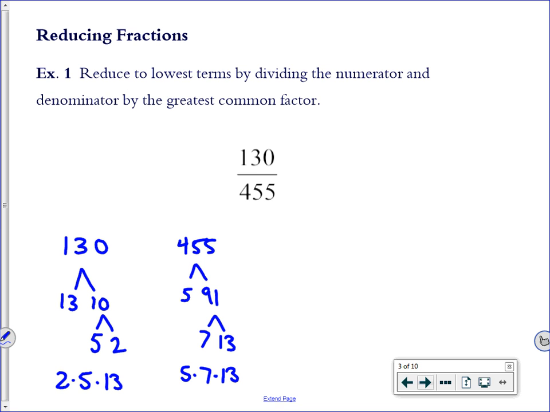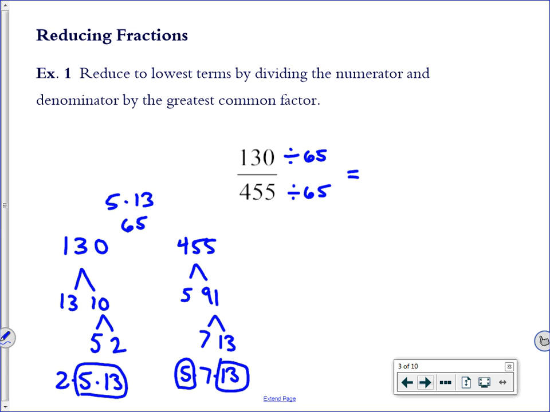And now once I have the two prime factorizations written, I find anything that is common, like the 5 and the 13, right? And multiply them together. So 5 times 13 is 65. That means 65 is the greatest common factor between 130 and 455. So to reduce this fraction, if I divide both the numerator and the denominator by 65, I will get this fraction reduced to its lowest terms, which is going to be 2 over 7. So if you can figure out the greatest common factor, that's your magic bullet for reducing the numerator and denominator to its lowest terms.